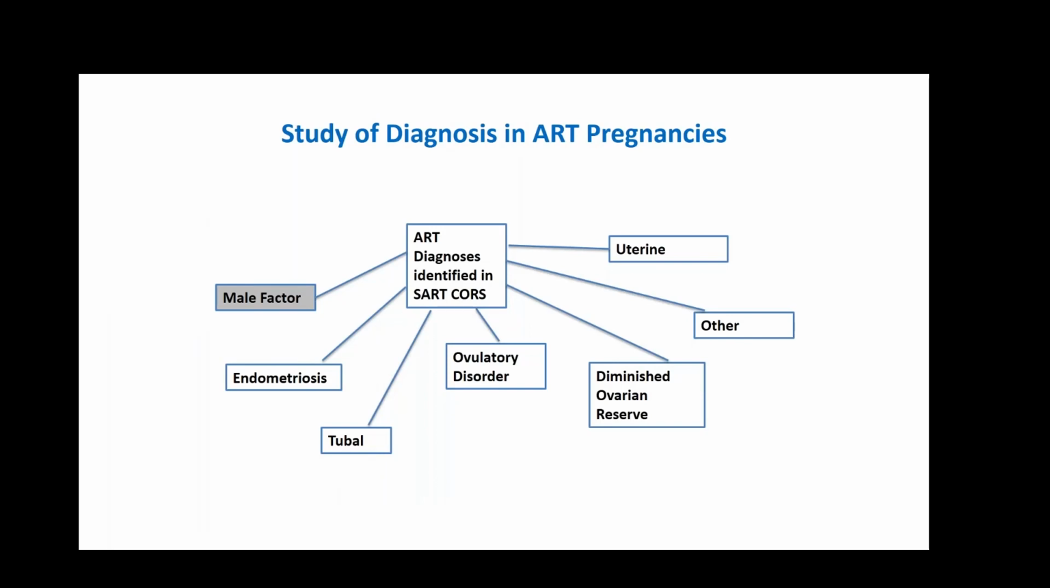In order to drill down a little further into possible effects of infertility, we then directly evaluated the effect of underlying diagnosis on outcomes within the ART population. So this is only ART deliveries that I'm going to show you in this study. The diagnoses here were determined from SART-CORS and compared using male factor as the control group, as the reference population. And we had endometriosis, tubal, ovulatory disorder, uterine, diminished ovarian reserve, and other.